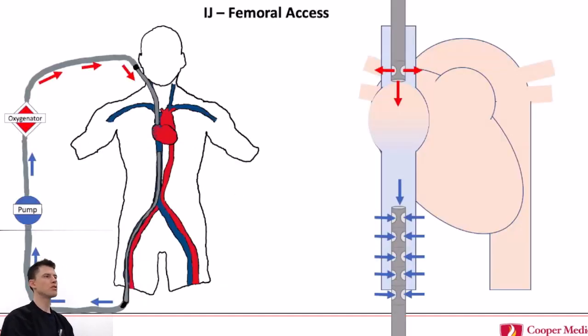This is probably the most common one that we do here, where we have a drainage cannula that goes into the femoral vein and up into the inferior vena cava. We try to put that right where the inferior vena cava meets the right atrium. And then we drain blood there and we return it through the right IJ. So blood's coming to the right IJ, and then once it gets into the superior vena cava, it goes into the atrium, and then the heart pumps it to the rest of the body.